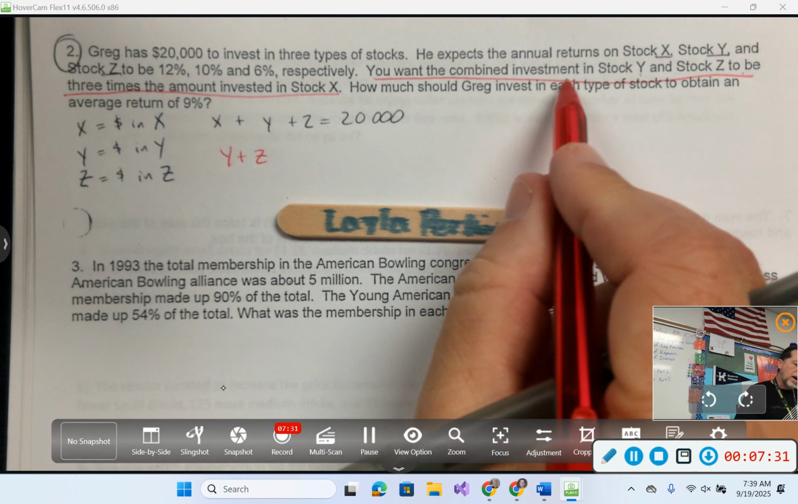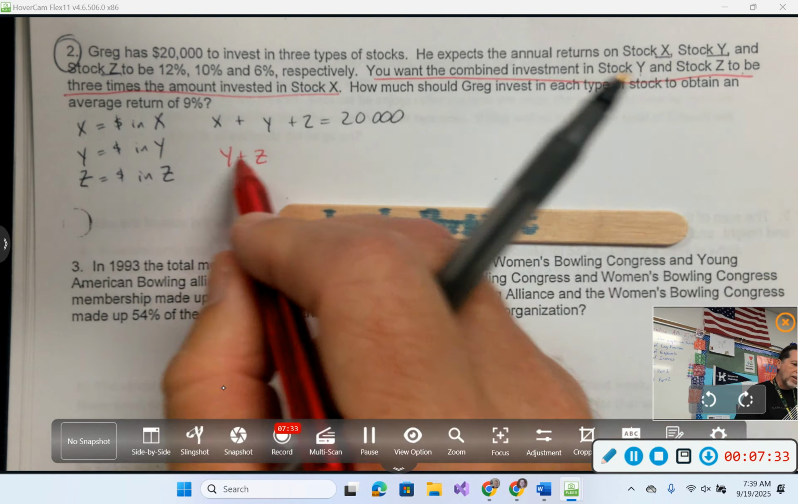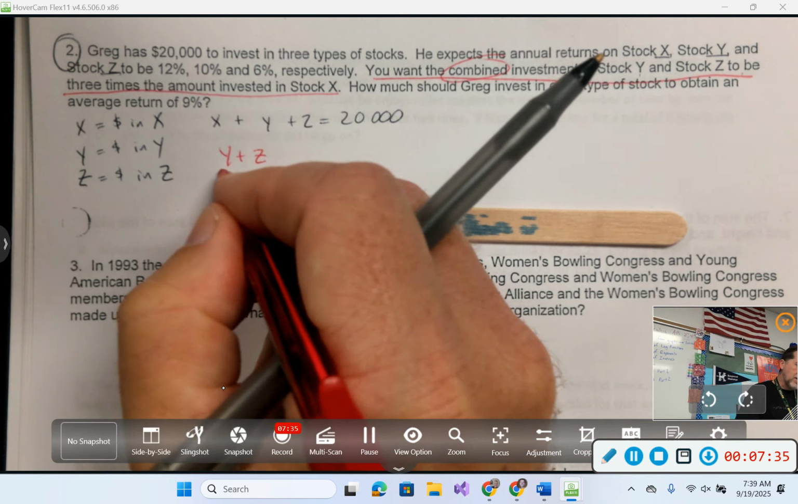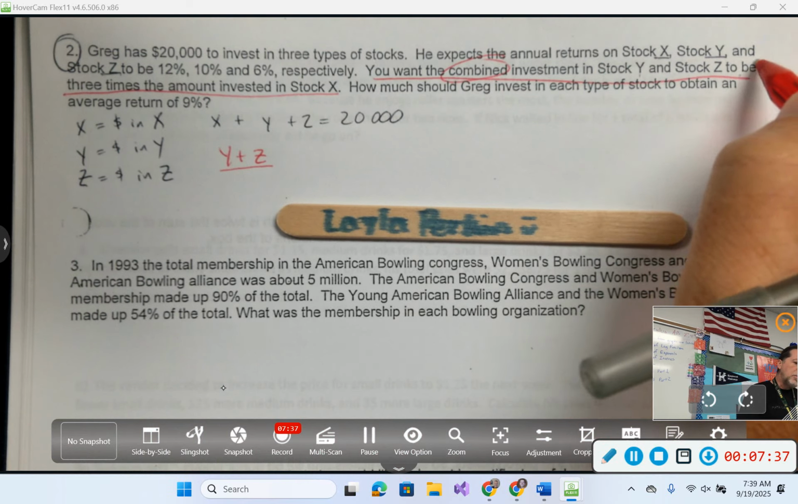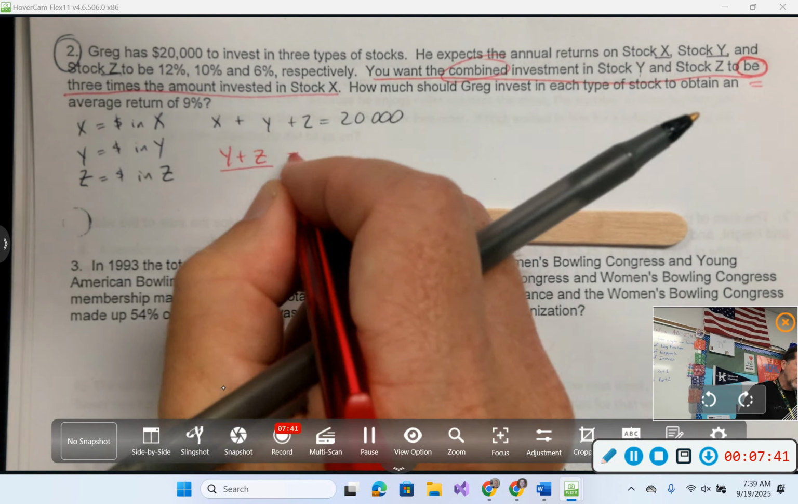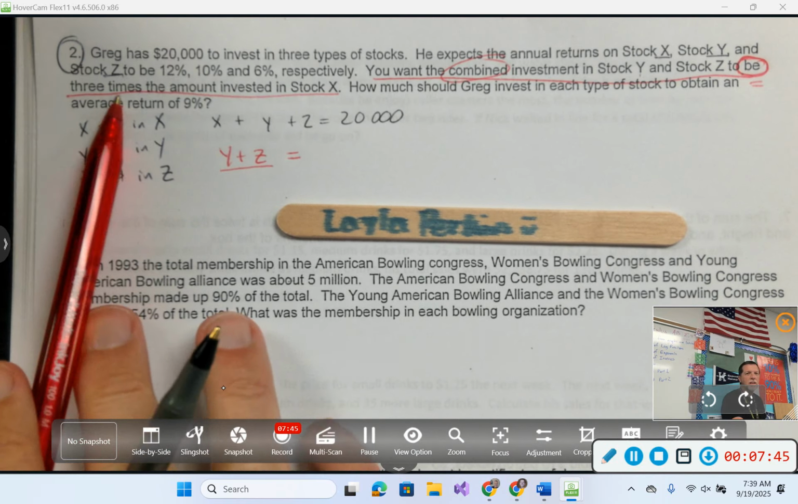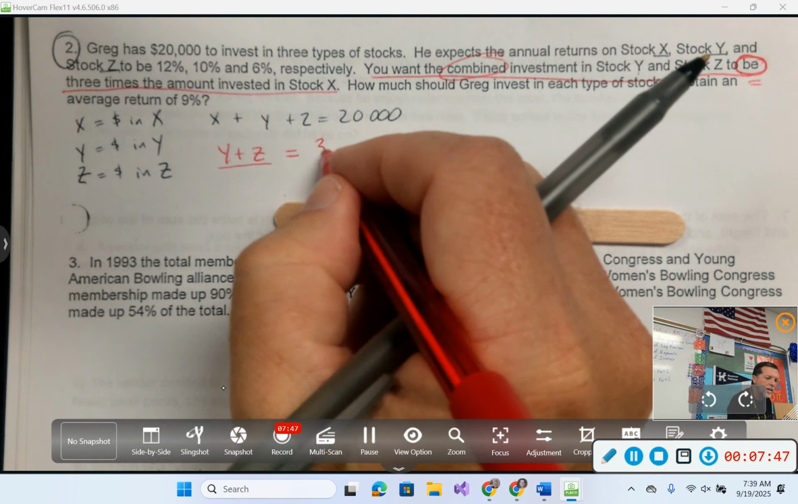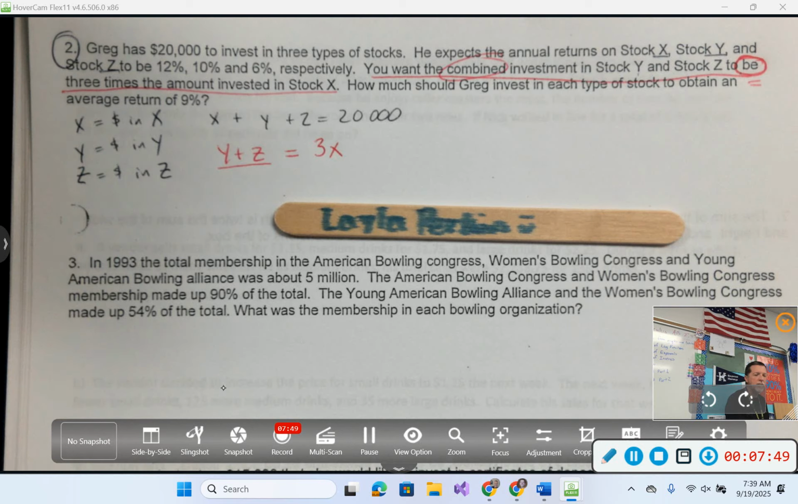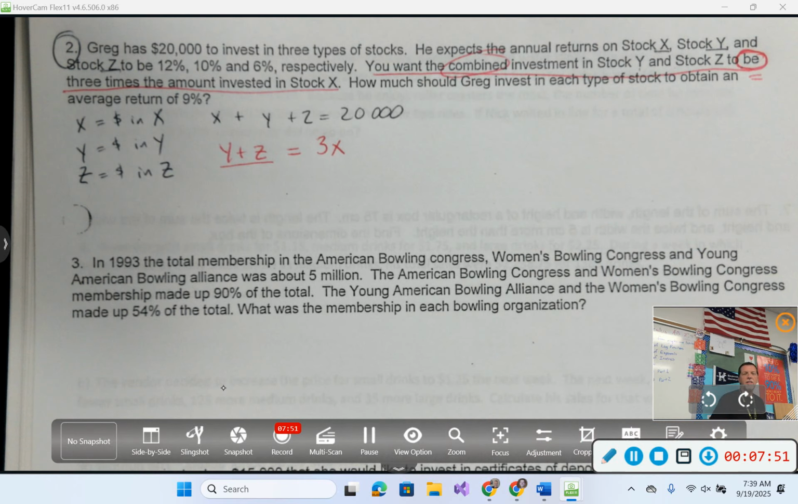You want the combined investment in Y and Z. Okay, so I like the combined is the plus. To be, so that means like is, like equals. What are we doing with 3? 3 times what? 3 times X. So you want Y plus Z to be 3 times X.